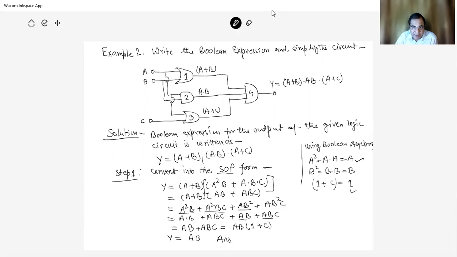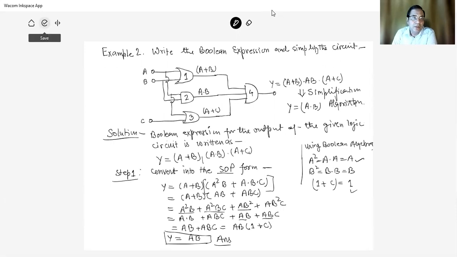So the value is ABC plus ABC, and then ABC is common. So this one is the output. Output is AB. This is your answer. So this one is the expression, and on simplifying, Y is equal to nothing but AB. This one is simplification. This is the simplification algorithm. So this is equation example 2.